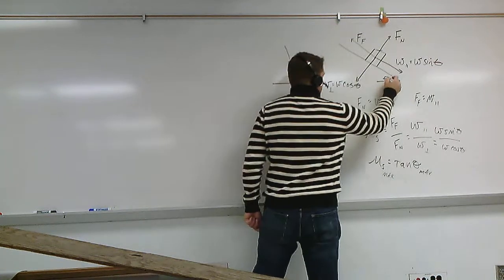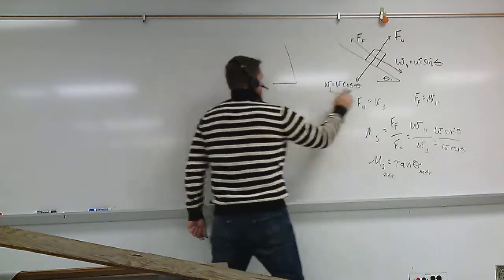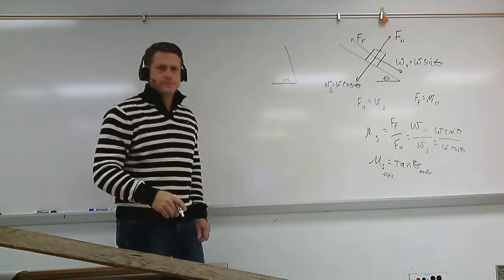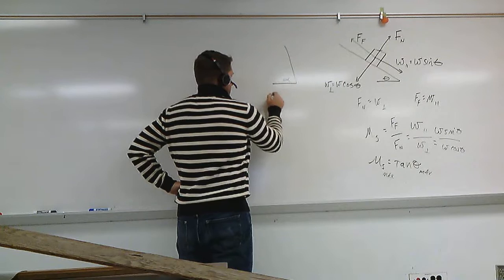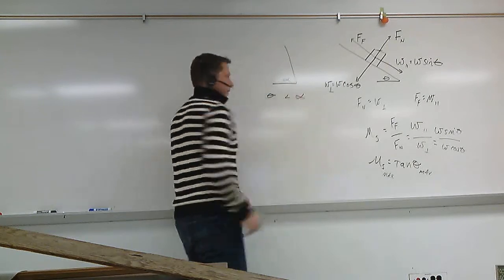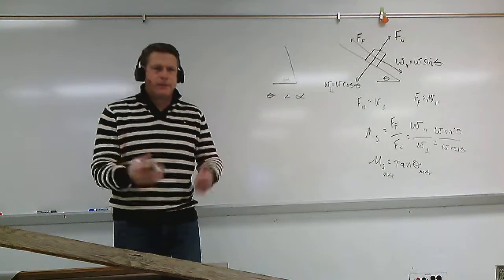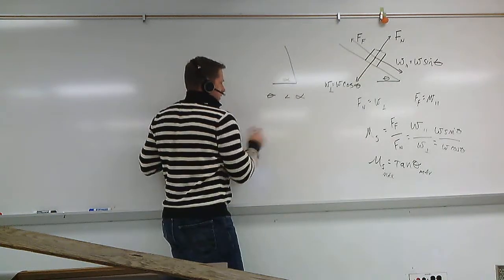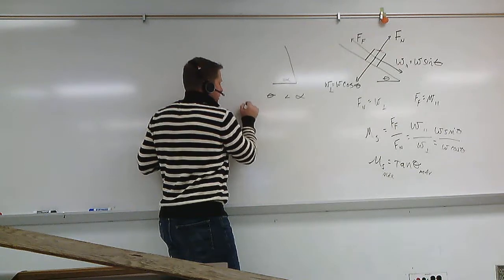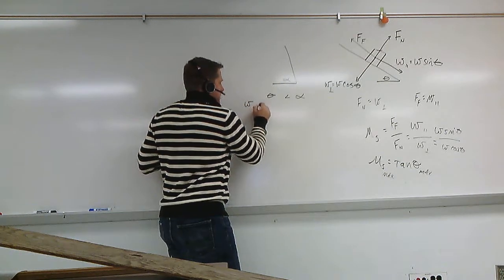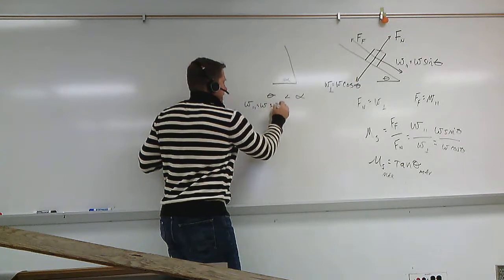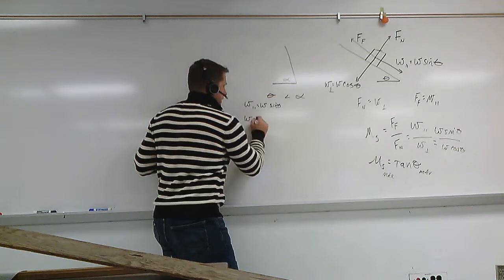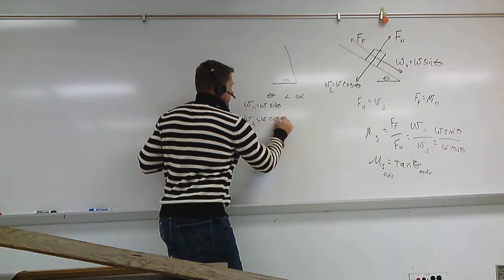So here's theta, and let's make this angle alpha. So if theta is less than alpha, look at what happens. Over on this side, our W parallel is W times the sine of theta, and our W perpendicular is W times the cosine of theta.